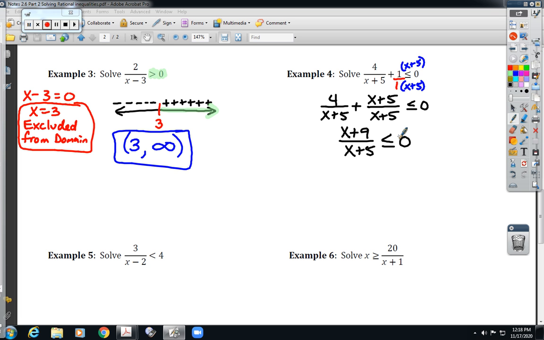End result is we now have a numerator and a denominator just like the other problems. So then we go and we ask ourselves, when is the numerator, x plus 9, equal to 0? -9. So we have a 0 for this function at x equals -9. When is the denominator equal to 0? -5. That is an excluded value from the domain.